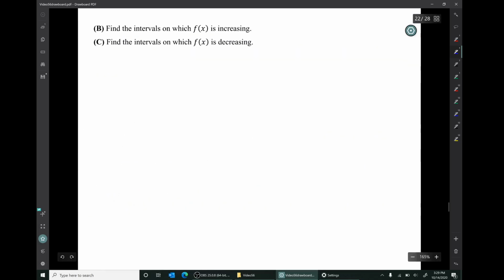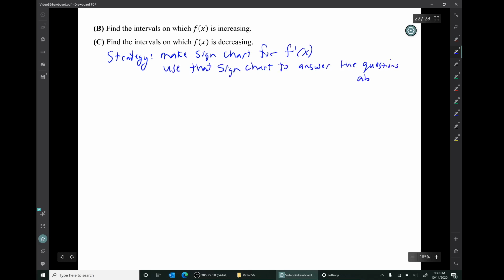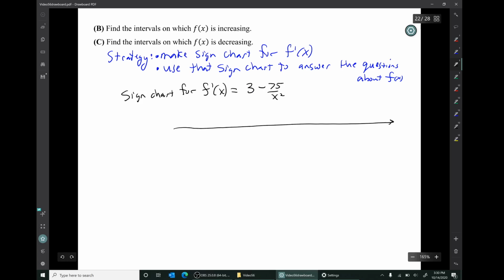Let's go on. Question B, find the intervals on which f is increasing and the intervals on which f is decreasing. Well, our solution strategy should be this. Make a sign chart for f prime and use the sign chart for f prime to answer the questions about f. So to make a sign chart for f prime, we start by labeling it. And we put all the partition numbers for f prime on the number line.